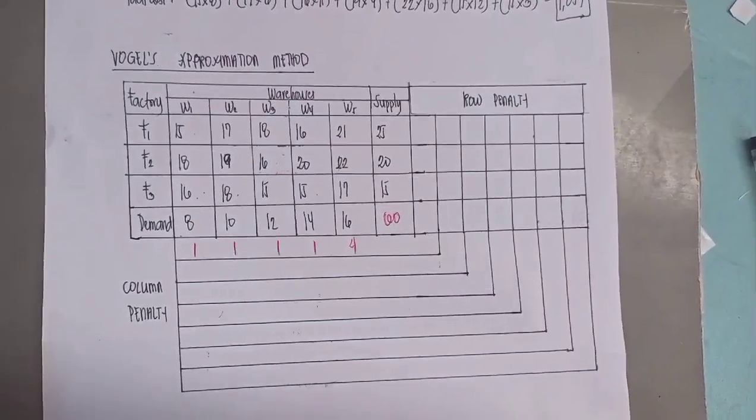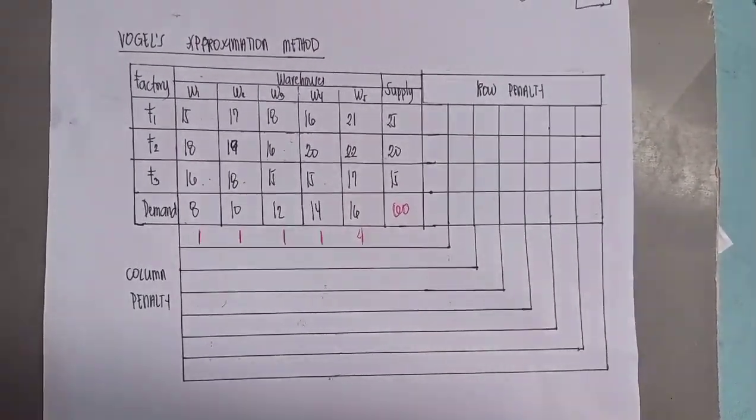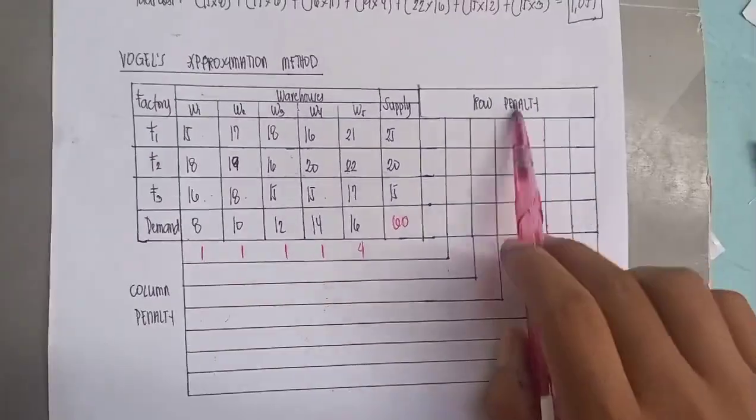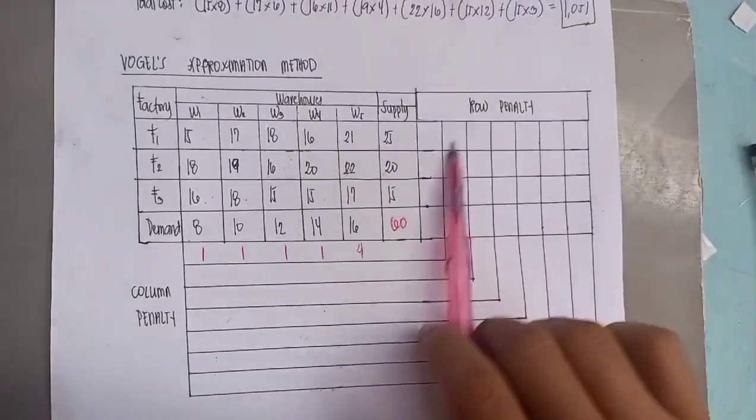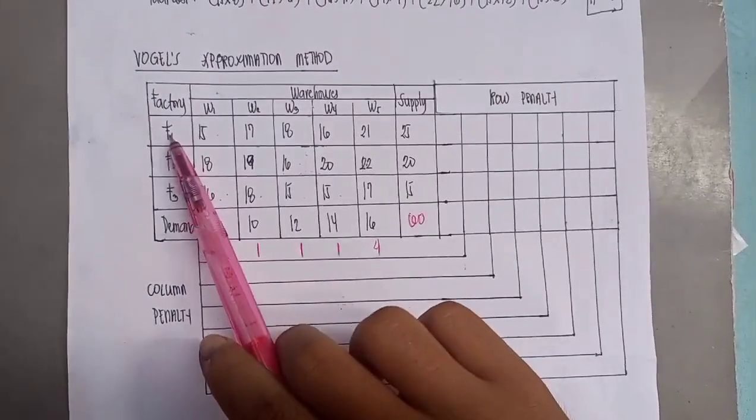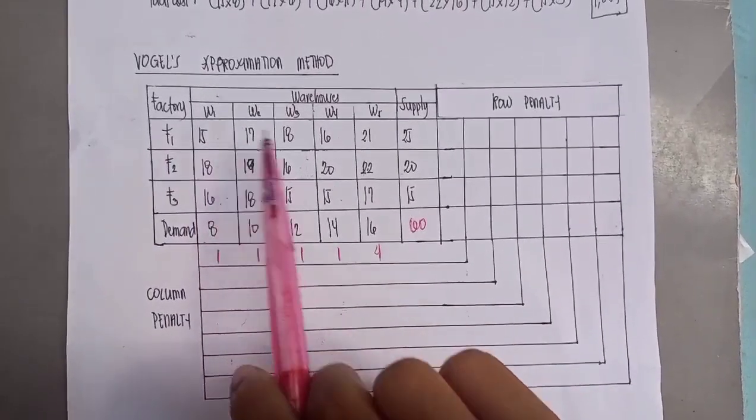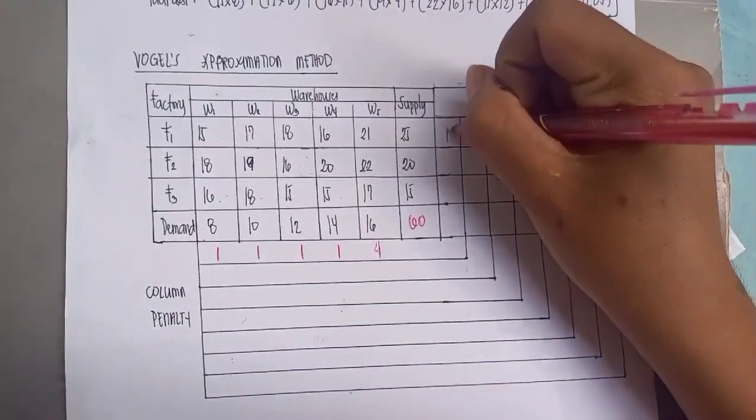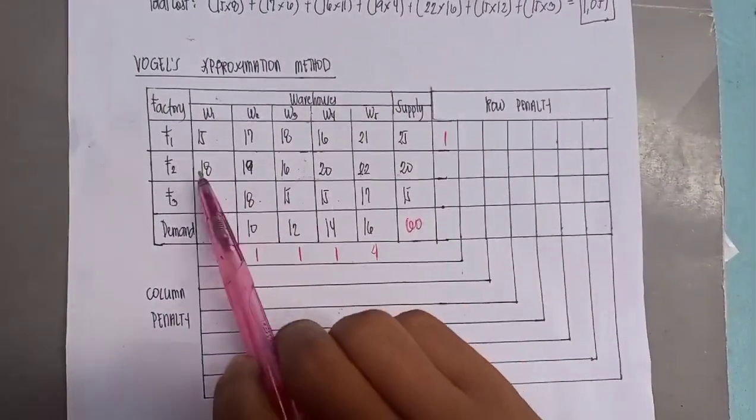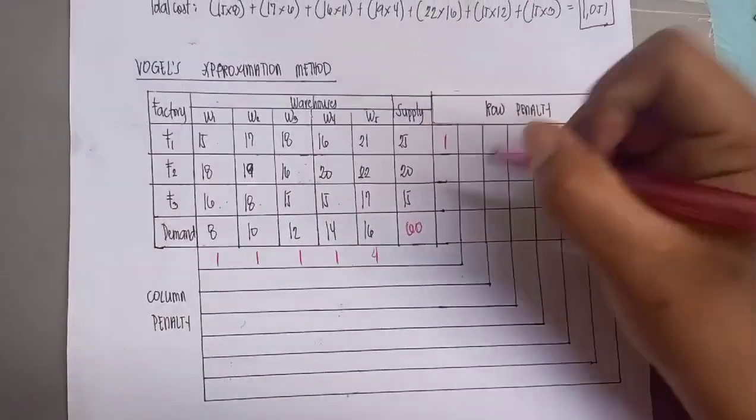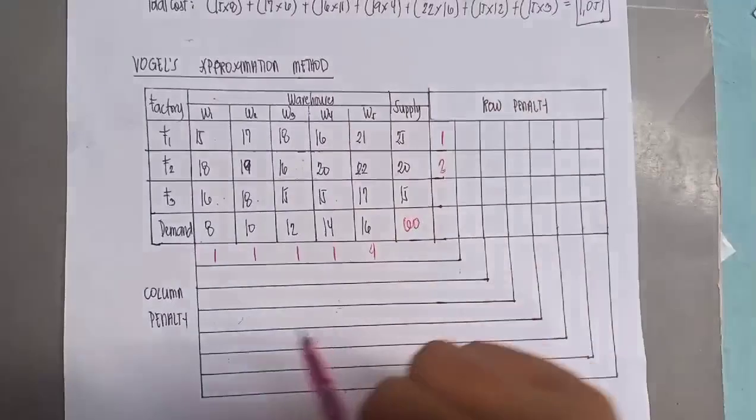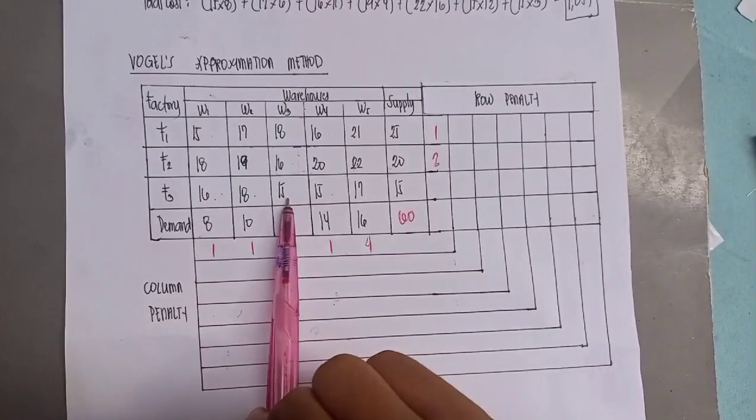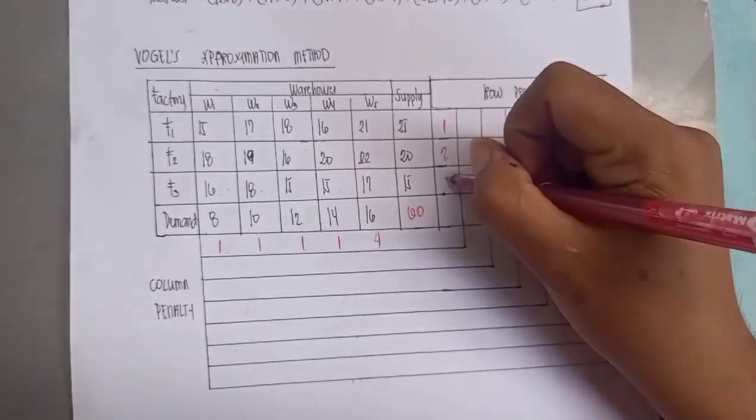Next, find the cells having the smallest and next to smallest cost in each row, and write the difference called row penalty along the side of the table. In the source F1, the smallest cell is 15, followed by 16, so 16 minus 15 is equal to 1. In F2, 16 followed by 18, so 18 minus 16 is equal to 2. Next, in F3, the smallest cell is 15 and also 15, so 15 minus 15 is equal to 0.